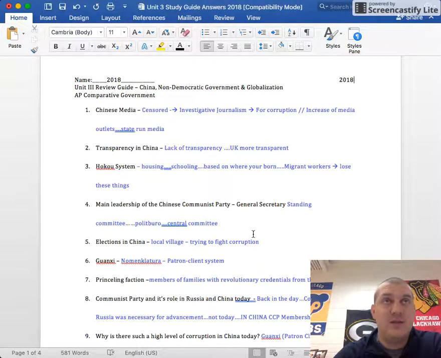So the CCTV would be their television. They have a lot of firewalls to get through, which makes it difficult for some of that investigative work. Transparency in China is also lacking because of one-party Communist Party rule.